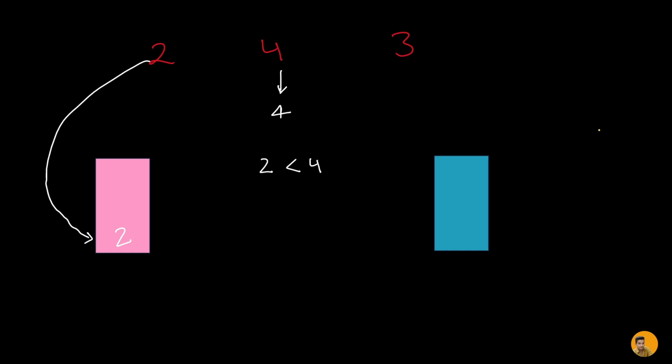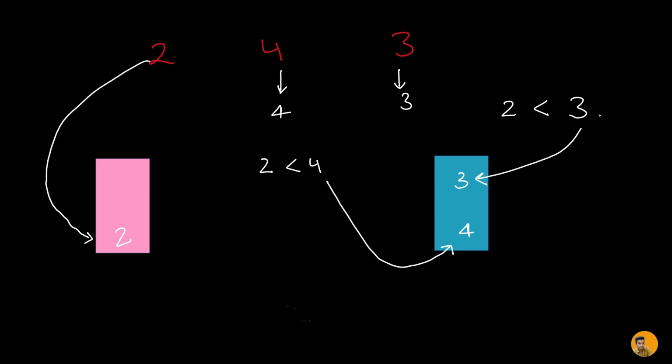Then 4 will come. 2 is less than 4, so it is going to be put in the blue box, the max half. Then 3 comes, 2 is less than 3, which means again it is going to be put in the max half. But wait a second, the balance has been disturbed. We always want the pink one to have one extra value, considering the window size. Here the window size is 3, so one side should have 2 and the other side 1. Right now the blue has more than half the window size.